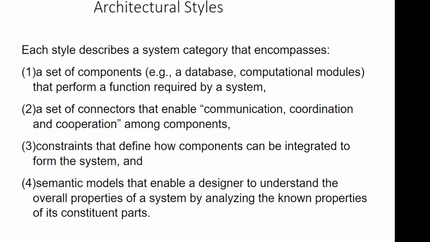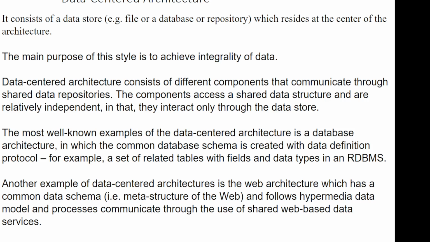So now we go back to one by one all the styles. First style is called data centered architecture. It consists of a data store or a file or a database or a repository which sits at the center of the architecture, right? The main purpose of the style is to achieve data integrity. That means the data cannot be changed on the fly, and if somebody changes it, everybody else knows who has made the change. Data centered architecture consists of different components that communicate through a shared data repository. This is the basic theory of all the data centered architecture.